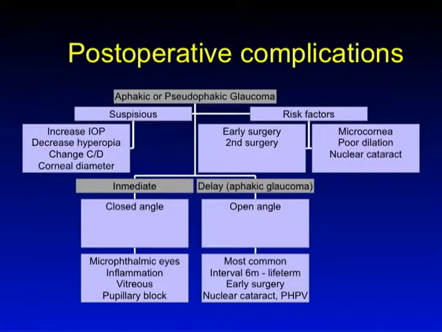So all these patients need to be followed up for the rest of their lives because they have risk to develop glaucoma. There are 2 types of aphakic glaucoma, okay? One is immediate, usually an angle closure glaucoma. And the second, which is the most common one and the most important, is an open angle glaucoma. It's the most important one.